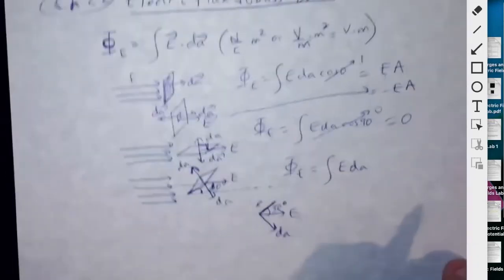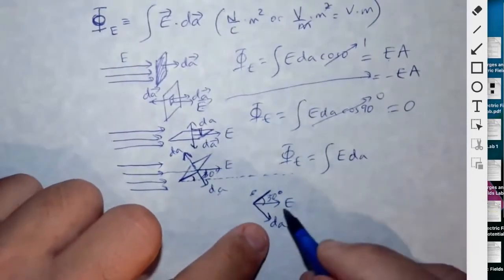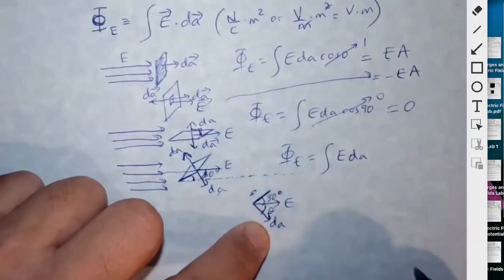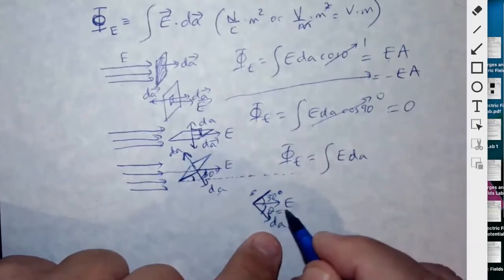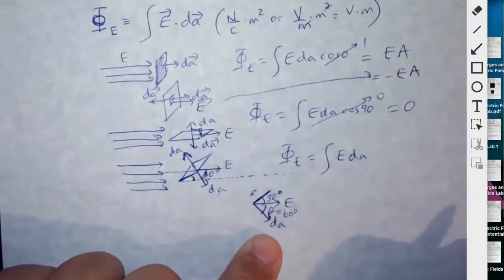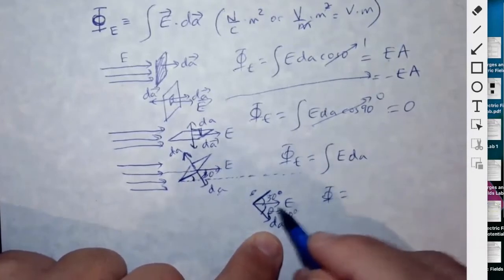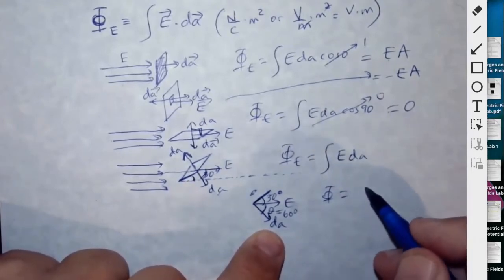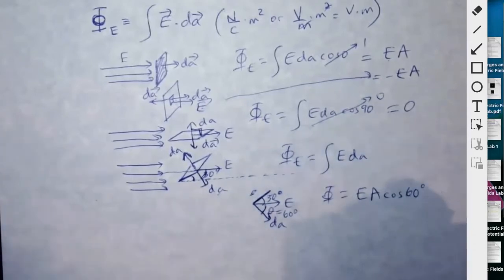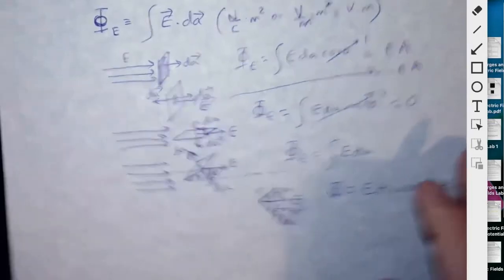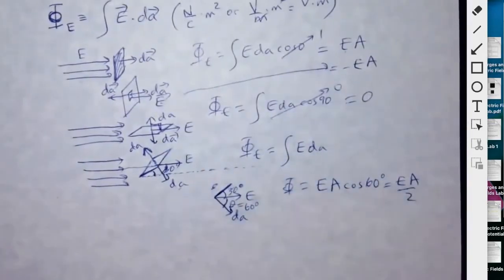You see? So when you do the EdA cosine theta, it's this theta that you're using. It's not the cosine of 30. It's the cosine of 60. So the flux is going to be, let's assume the electric field is constant, EA cosine 60, which is going to be what? What's cosine 60? Half, right? EA over 2. You see how it's not cosine 30?